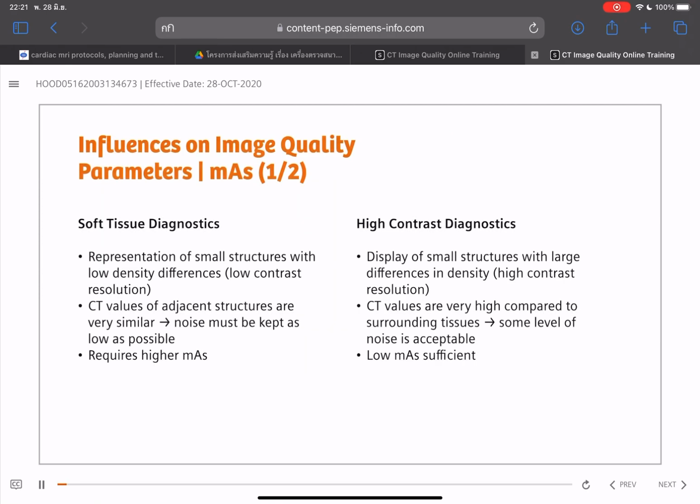In soft tissue diagnostics, the representation of small structures with low density differences requires high mAs settings. Since the CT values of surrounding tissue are very similar, noise in the image must be kept to a minimum. In order to display small structures with large differences in density, as is the case in high-contrast diagnostics, low mAs settings are sufficient. Since the CT values of the structures of interest are very high compared to surrounding tissues, some level of noise is acceptable.